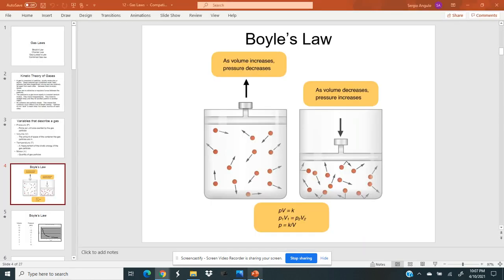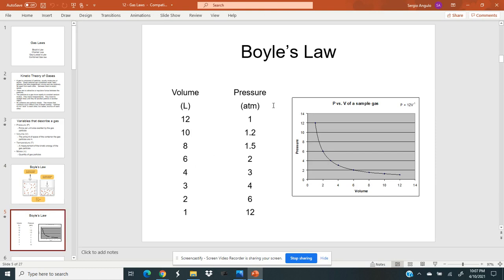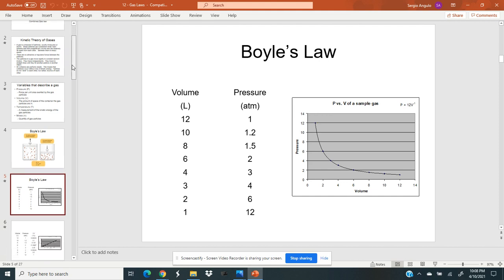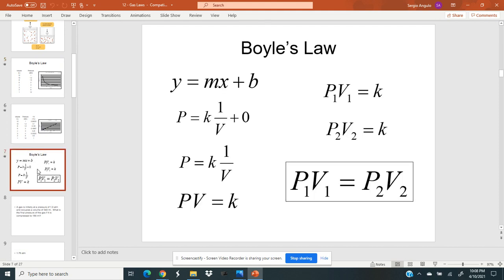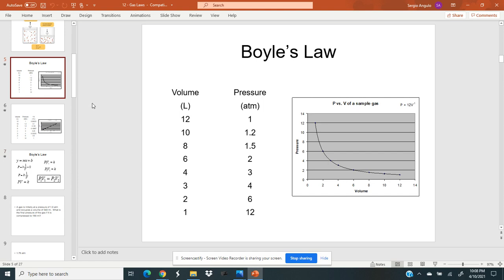We can show it here in a graph. As the volume gets bigger, the pressure gets smaller. As the volume gets smaller, the pressure gets bigger. Okay, and that's an inverse proportion you see in Boyle's law. And we have an equation for Boyle's law that we're going to come up with and use. But right now, I just want to show you the quantitative relationships.